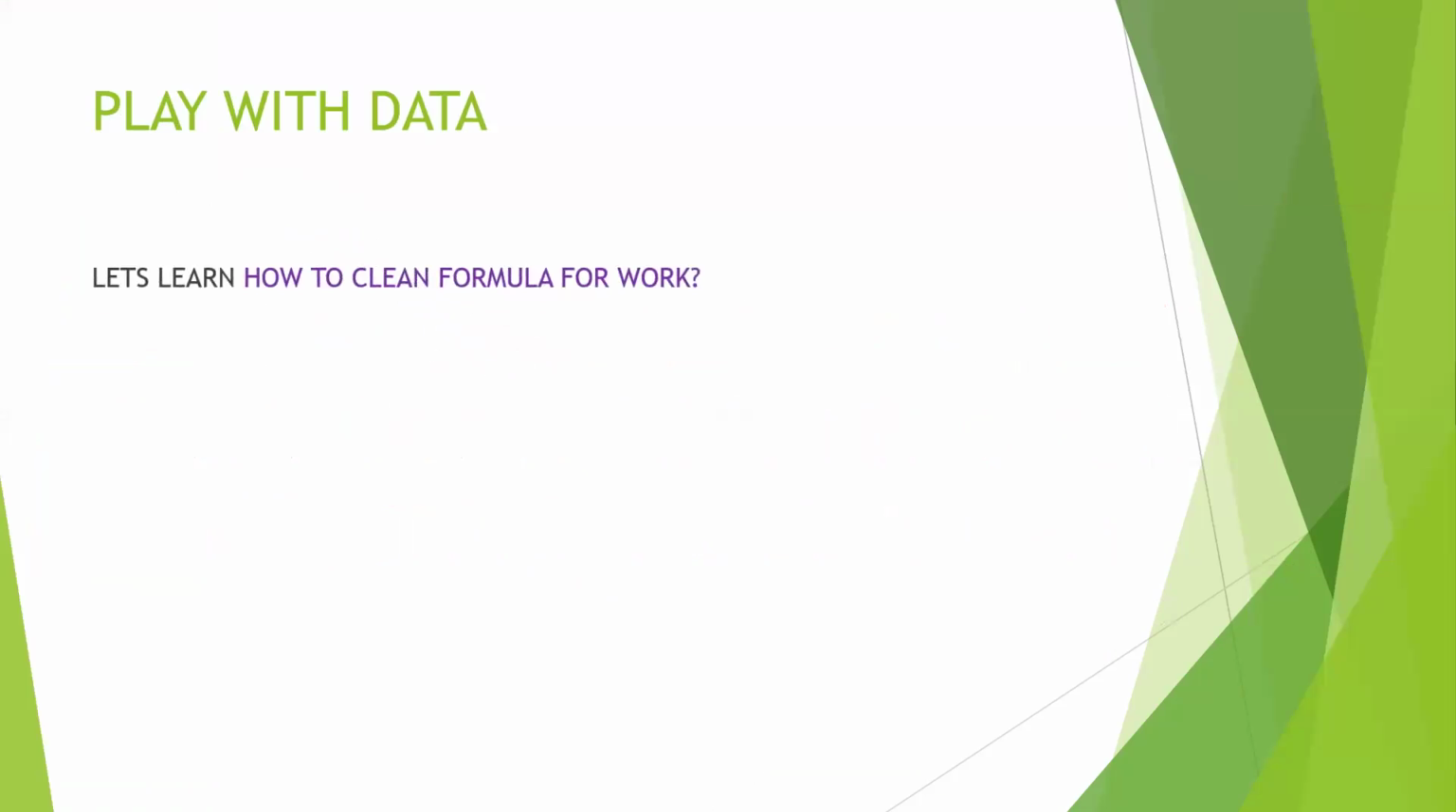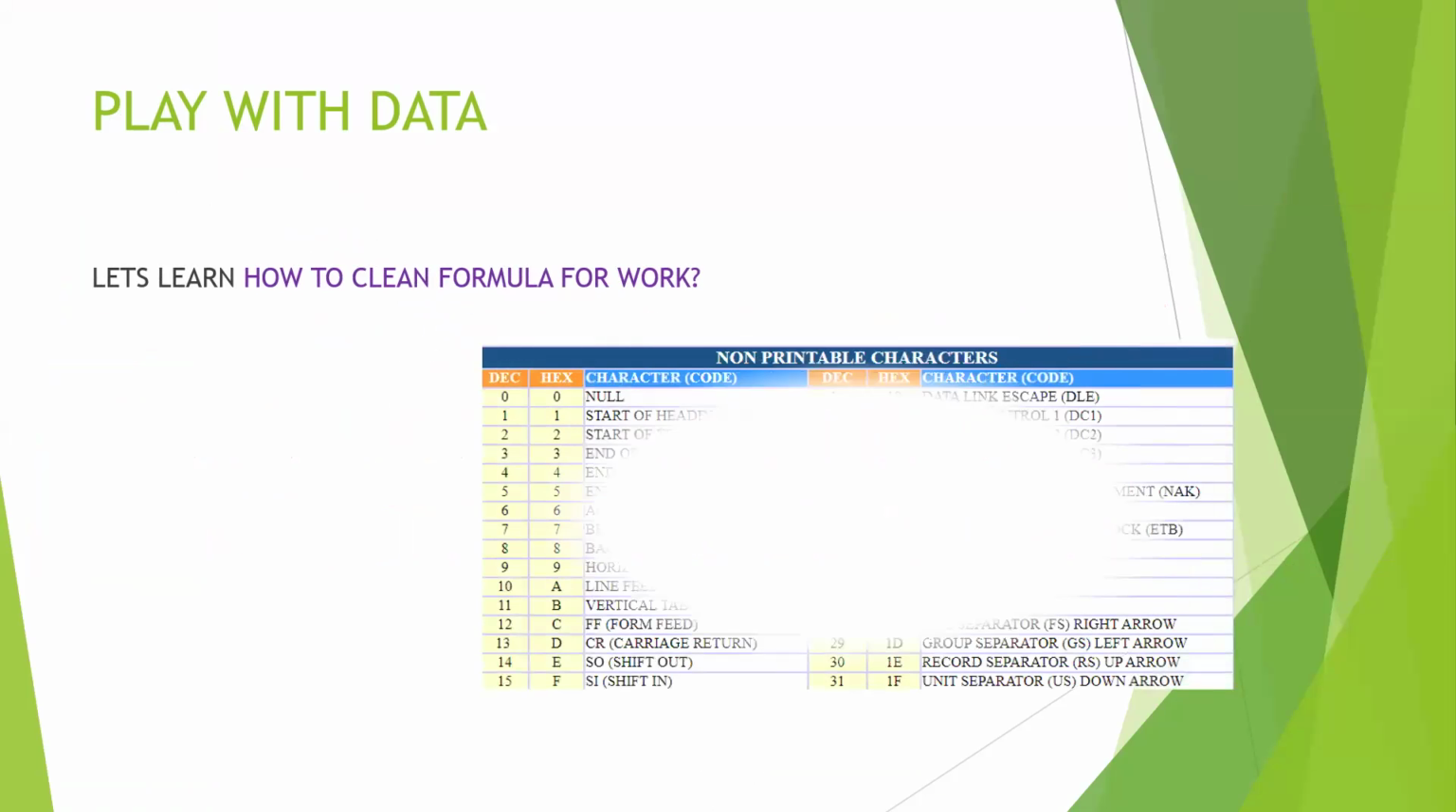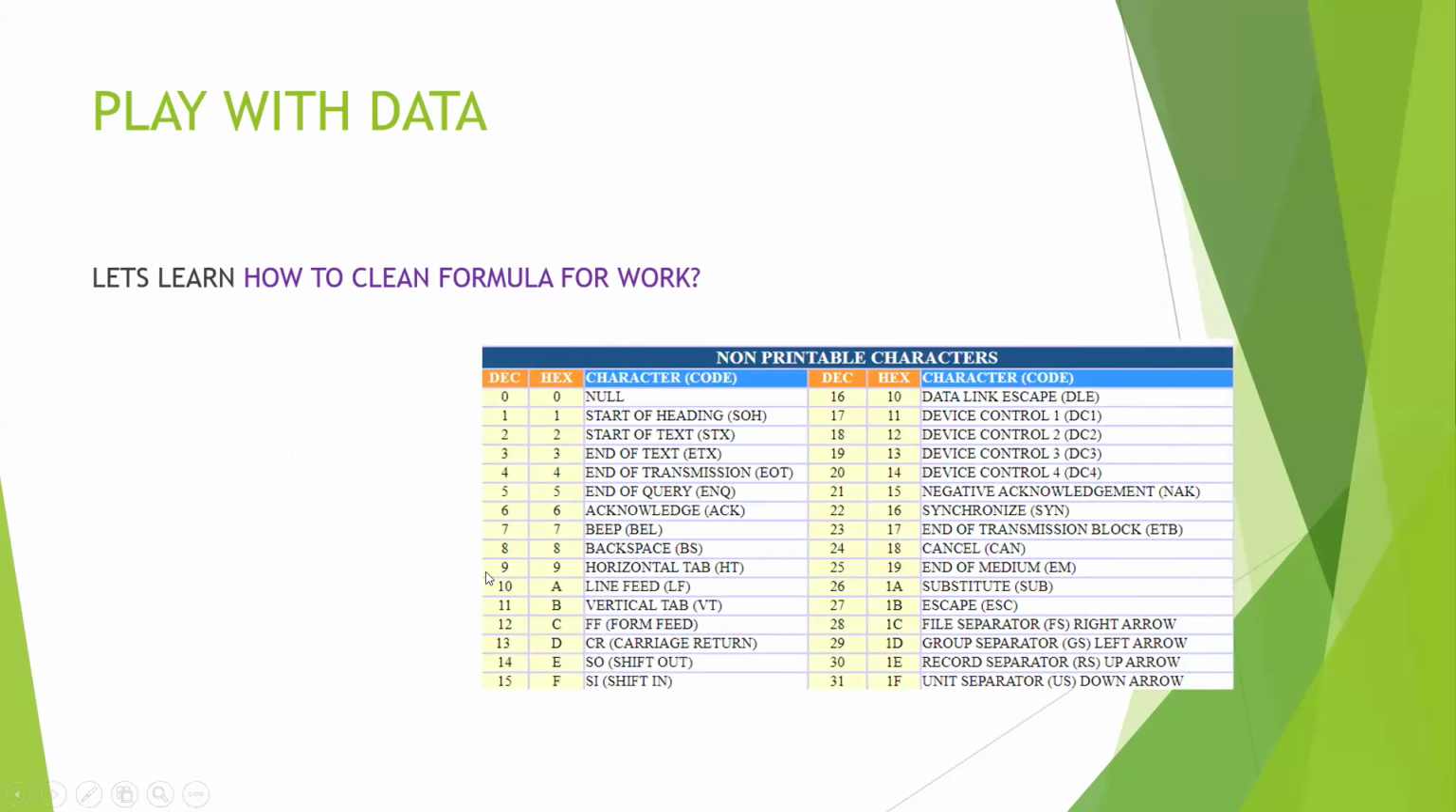And here we go, how to use the clean formula for work actually. If you look at this, all these are different numbers, right? They have hexadecimal and decimal formatting numbers. These are system driven. Basically, whatever numbers you are clicking on your keyboard, at the backside there is a technical number, an ANSI code. Most of these ANSI codes are non-printable codes.